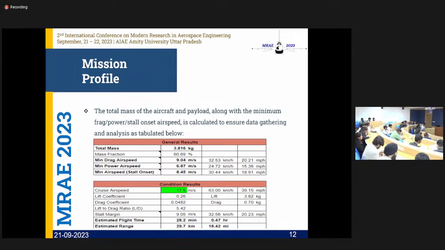To talk about the resulting conditions, the estimated flight time that we have observed with the help of these inputs is 28.2 minutes, that is equivalent to 0.47 hours, and an estimated range of 29.7 kilometers. The stall margin for the aircraft is 9.05 meters per second, and the lift coefficient is 0.26.